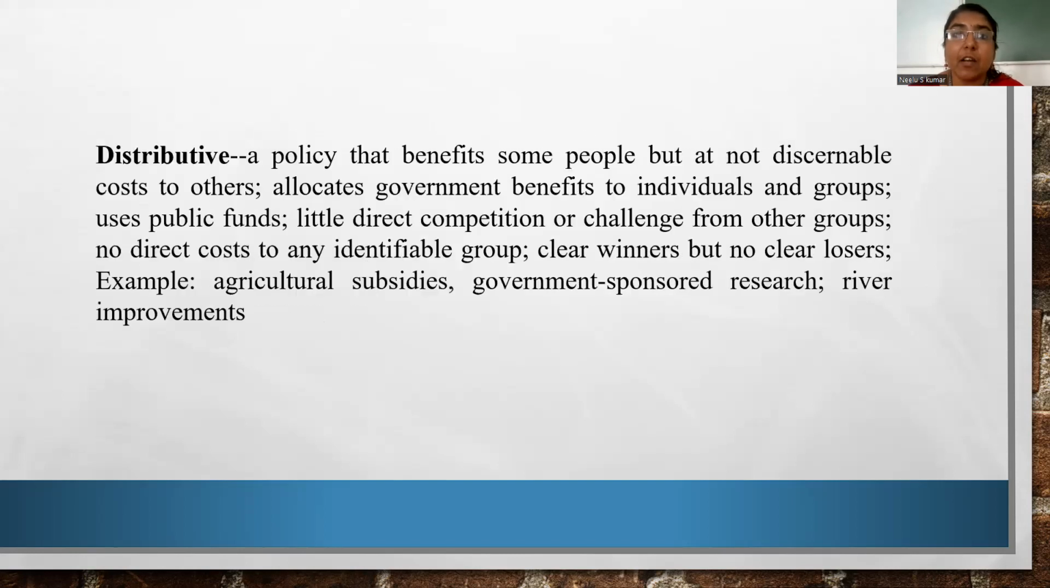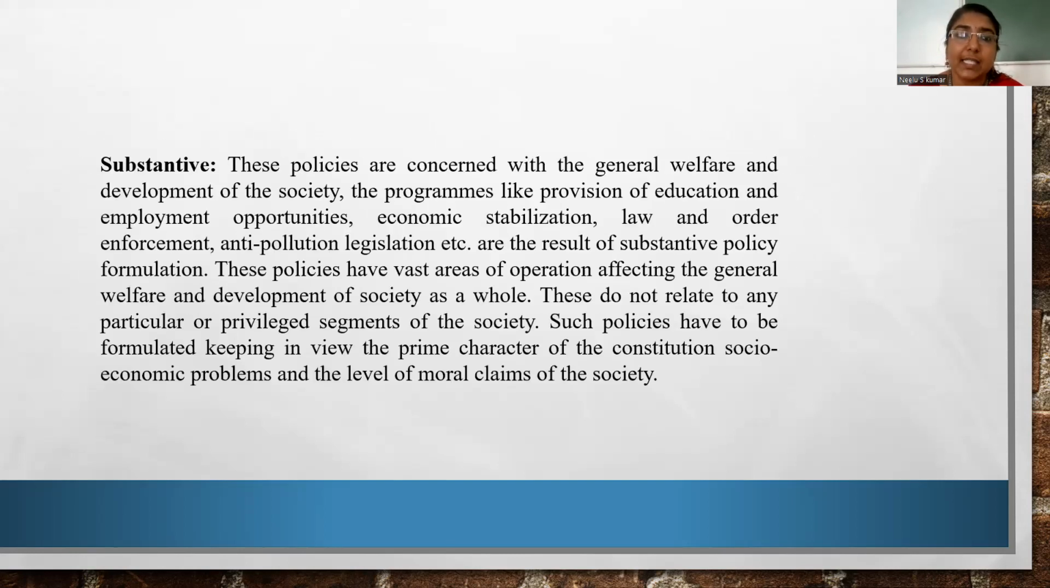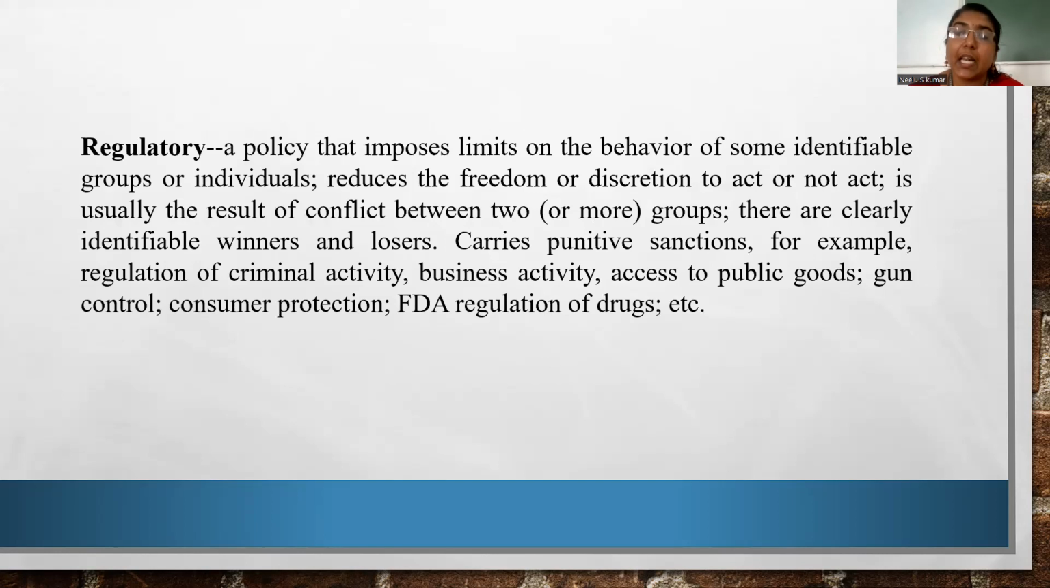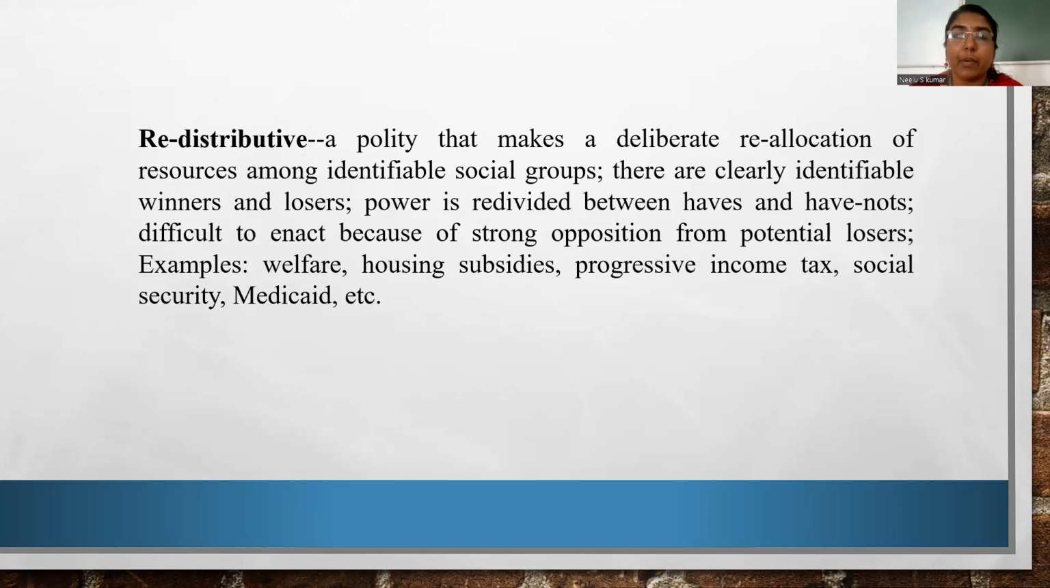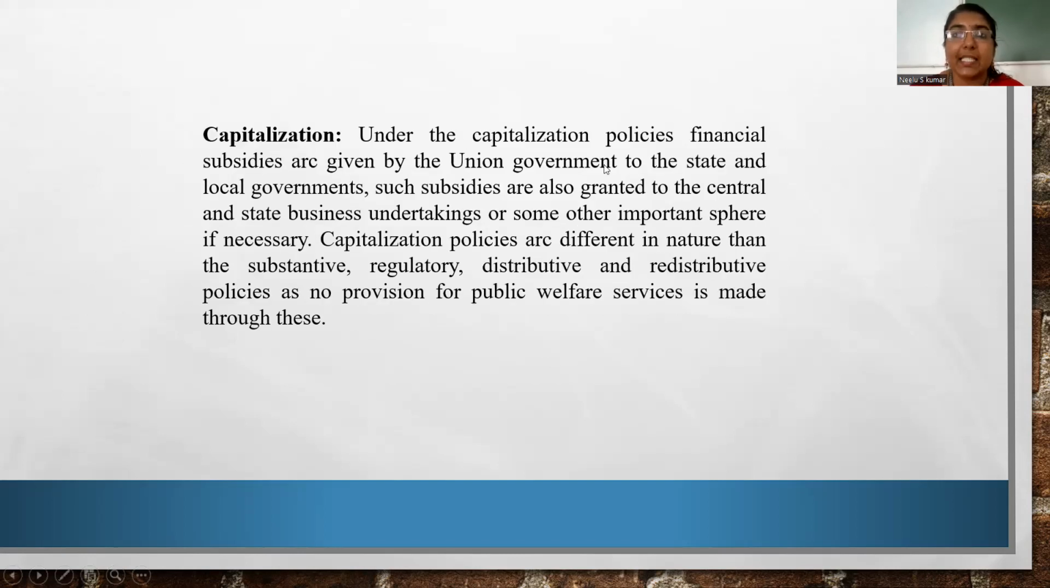So these are the major five different kinds of public policies: substantive public policy, regulatory public policy, distributory public policy, redistributory public policy, and the capitalization public policy. Hope all of you understand these five kinds of public policies.